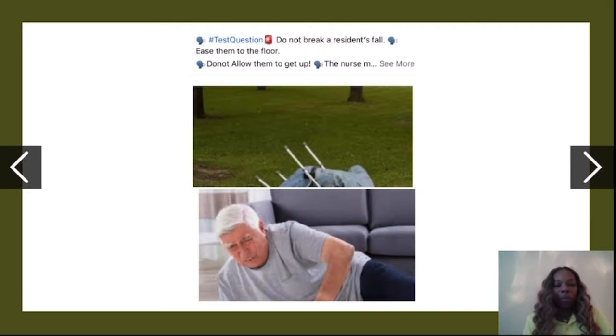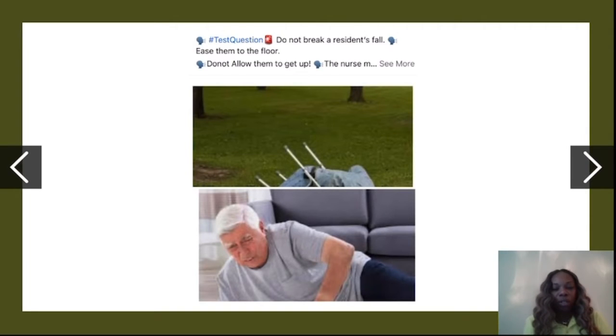So when a resident is falling, you want to make sure that you don't break the fall, you ease them to the floor, and you don't allow them to get up until the nurse has assessed them and given you the okay. If the resident is a bariatric patient and they begin to fall, bariatric meaning that this patient weighs more than 500 pounds, you want to move things out of the way to prevent that person from hurting themselves in the process of a fall.